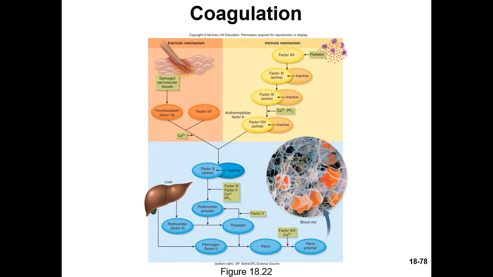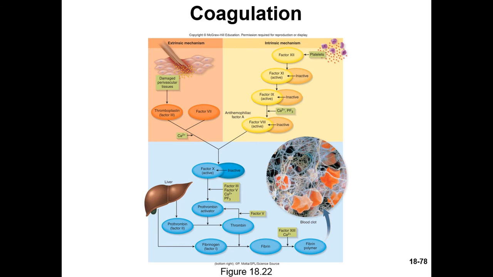It shows you both. Extrinsic, where the damaged vessel occurs, thromboplastin, factor 3 is released, then 7, calcium comes in, you activate factor 10. Then from there you get the liver, you have prothrombin, factor 10 activates the prothrombin activator, you convert prothrombin to thrombin, then that's the enzyme that converts fibrinogen to fibrin and forms the clot.